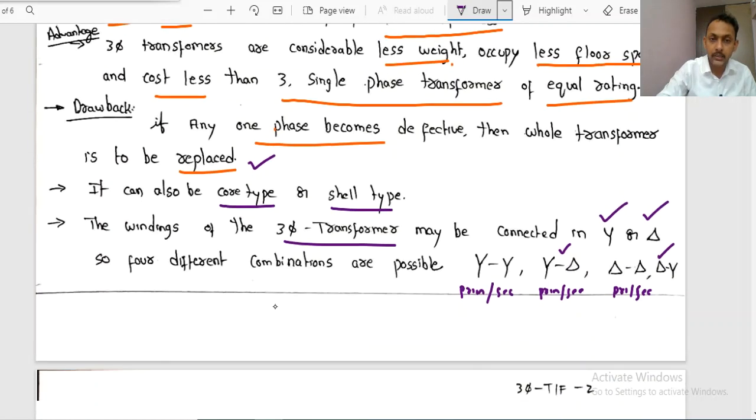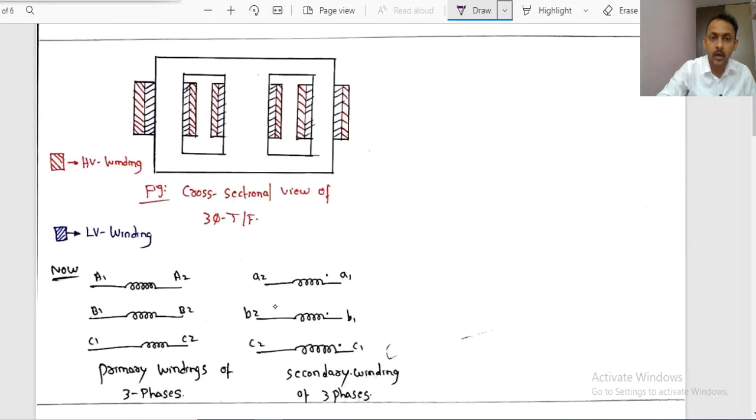So let me consider one example. For example, this is the cross-sectional view of a three-phase transformer, and these red lines indicate the high voltage winding, and these blue or black lines indicate the LV winding, like this. Here there are three phases: phase A, phase B, phase C, or phase R, Y, B.